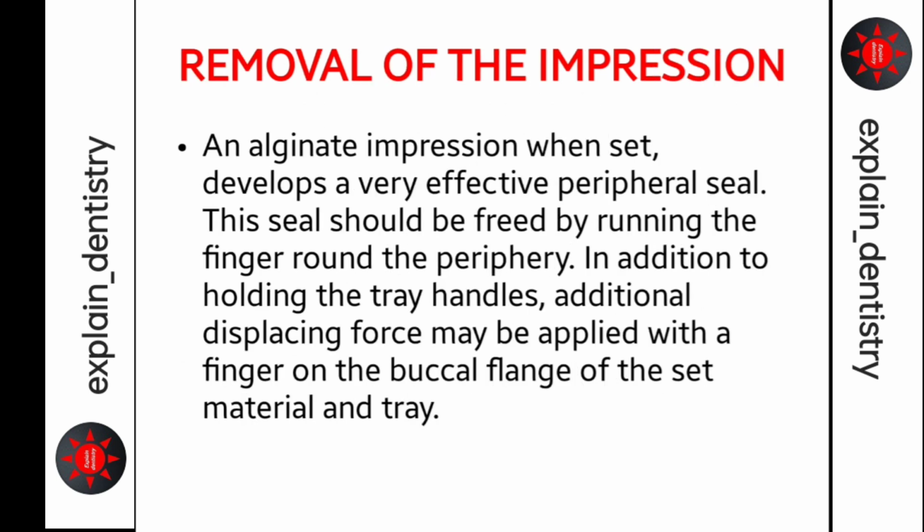Removal of the impression. An alginate impression, when set, develops a very effective peripheral seal. This seal should be freed by running the finger round the periphery in addition to holding the tray handles. Additional displacing force may be applied with the finger on the buccal flange of the set material and tray.